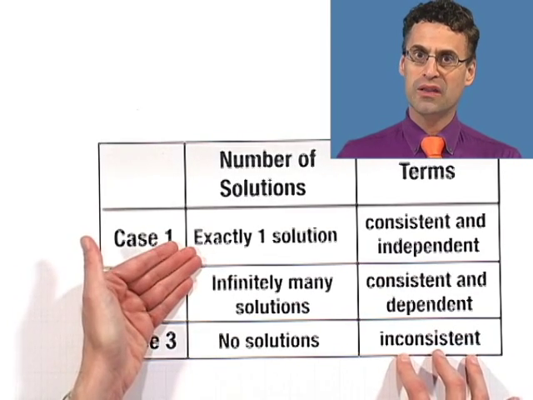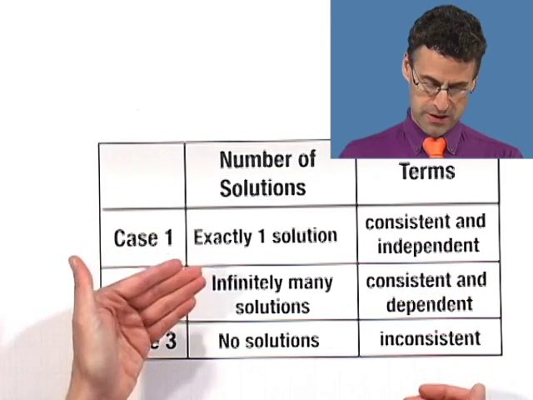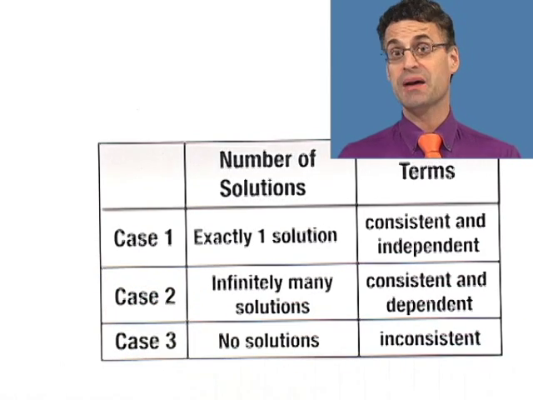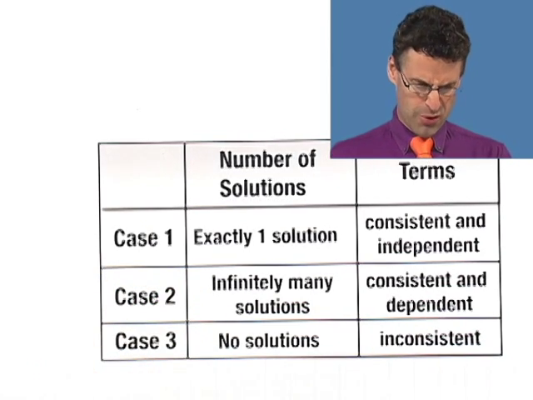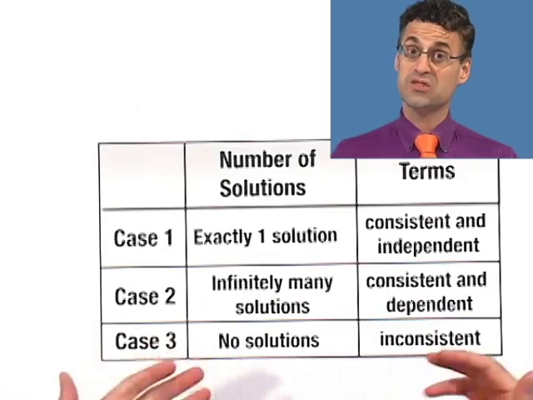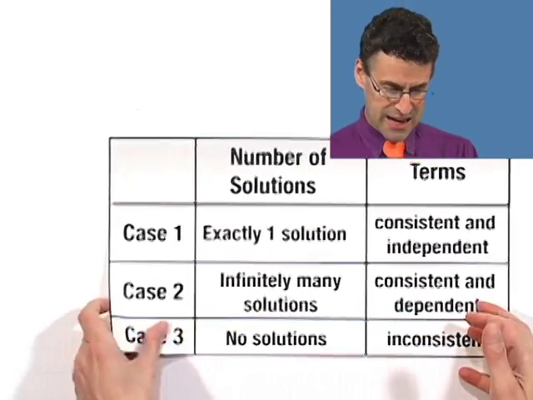If there's exactly one, then we call it independent. And if there's infinitely many, then it's called dependent. So these are more of a vocabulary list, but if you see these words, I want you to know what they mean. And more importantly, I want you to understand what they represent. So let's just take a look at some examples.